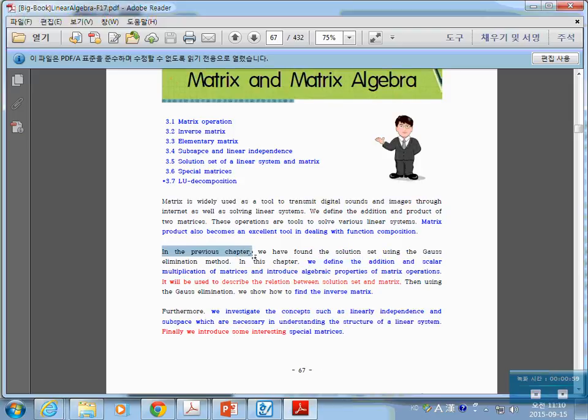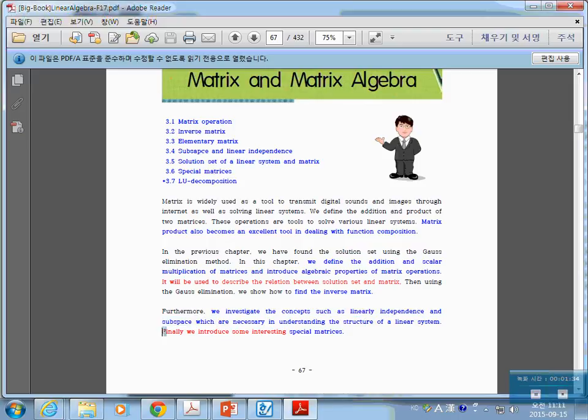In chapter 2, we found the solution set using Gaussian elimination. In this chapter, we define the addition and scalar multiplication of matrices and introduce algebraic properties of matrix operations. It will be used to describe the relation between the solution set and matrix. Furthermore, we investigate concepts such as linear independence and subspace.